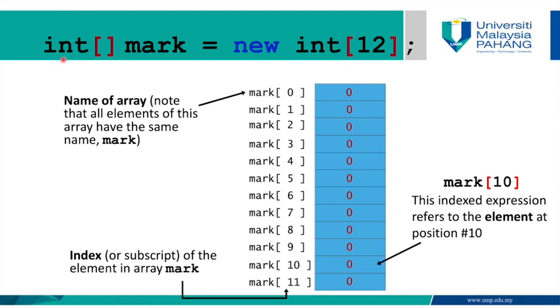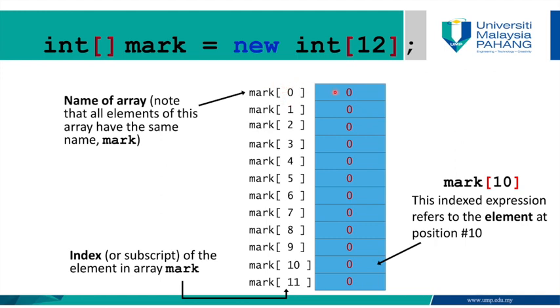So when you create the array, integer, square bracket, mark equal to new integer, which is 12. Okay, you are creating 12, the size of the array is going to be 12. The position of the array starts with 0. Here you can see mark 0. So this is the position of the array.